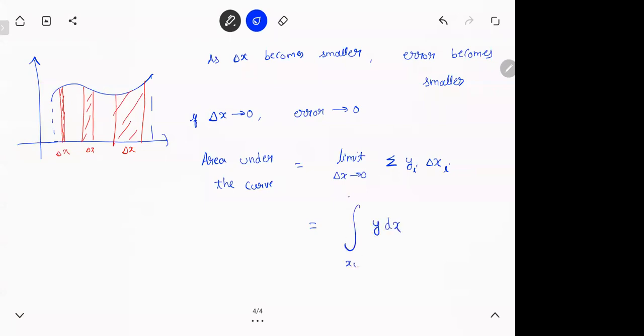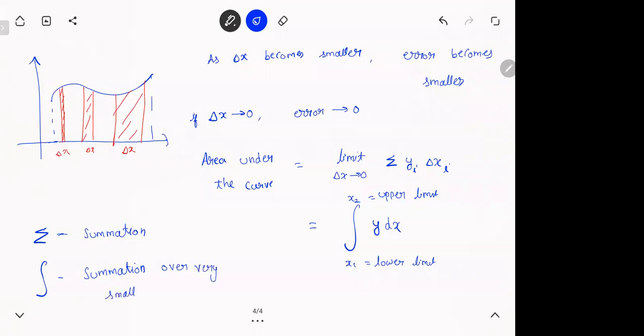I'll tell you what it means. This is the upper limit. This is the lower limit. What is the meaning of this snake kind of thing? The sigma is called summation. You add up all the stuff. Integral is also summation, there is no difference actually. The meaning is the same, but summation over very small things. If you add very small quantities, we call it integral.